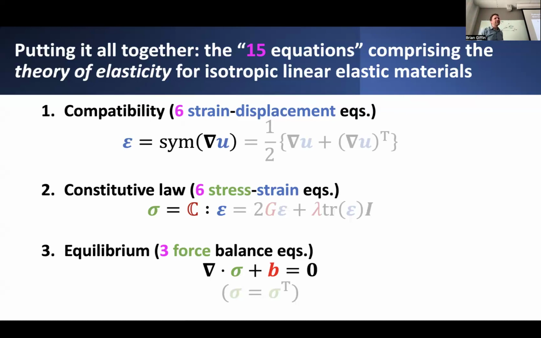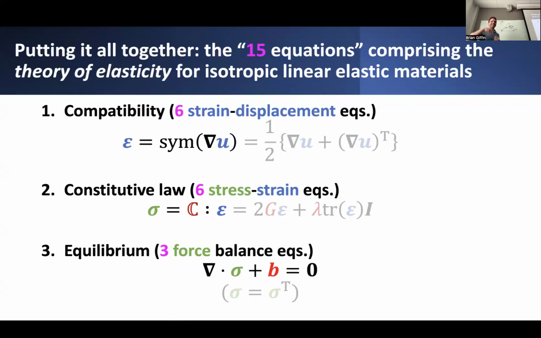That's the symmetric part. And that gave us 6 relationships that basically said that if I know what the displacement field looks like, I can figure out what the strain field looks like. So the strain field is not an independently defined field quantity. It is defined, assuming you know what the displacements are, uniquely through this relationship.